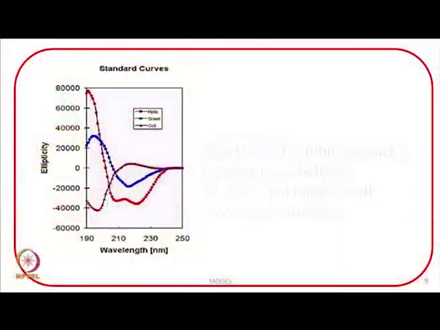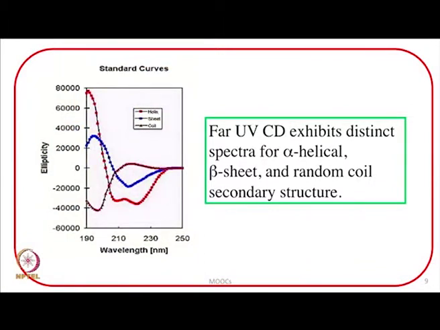Let us take a look at the next slide. Now these are the far UV-CD characteristics for alpha helix. The red one, you see two negative bands. This kind of spectrum is characteristic of alpha helix. Beta sheet is showing one negative band and one positive band here. And the random coil is showing a negative band. The numbers were given in the table that I showed in the previous slide.